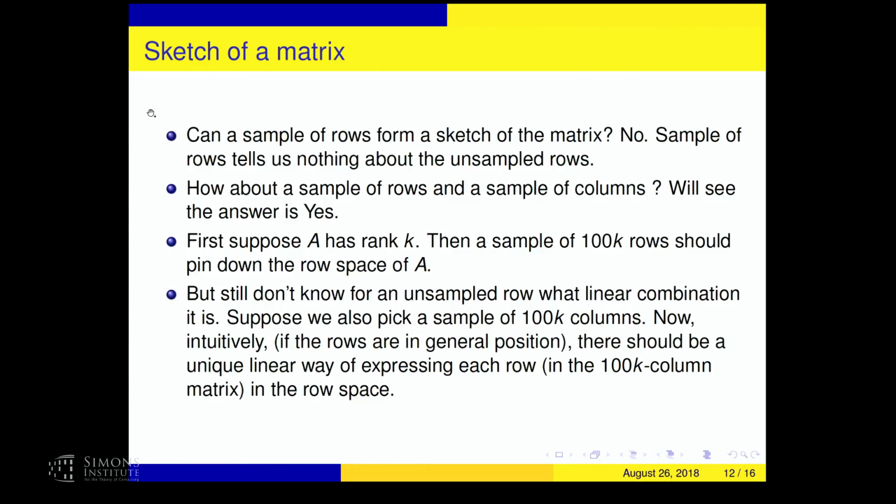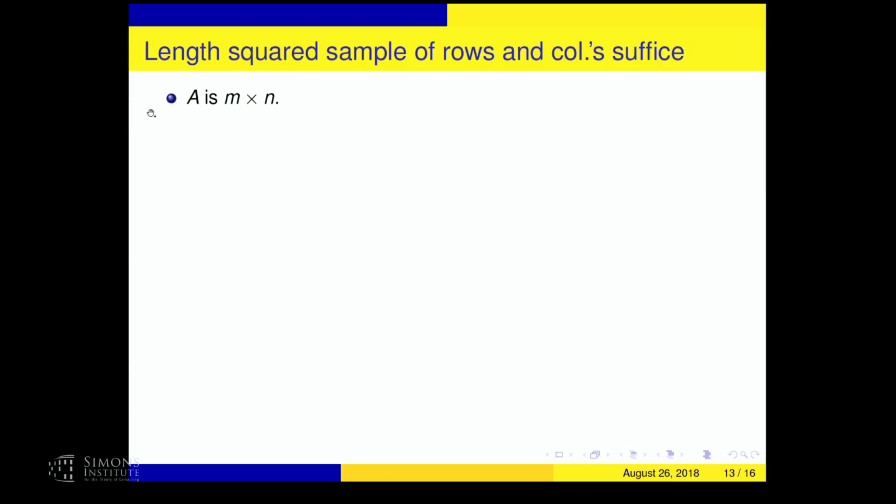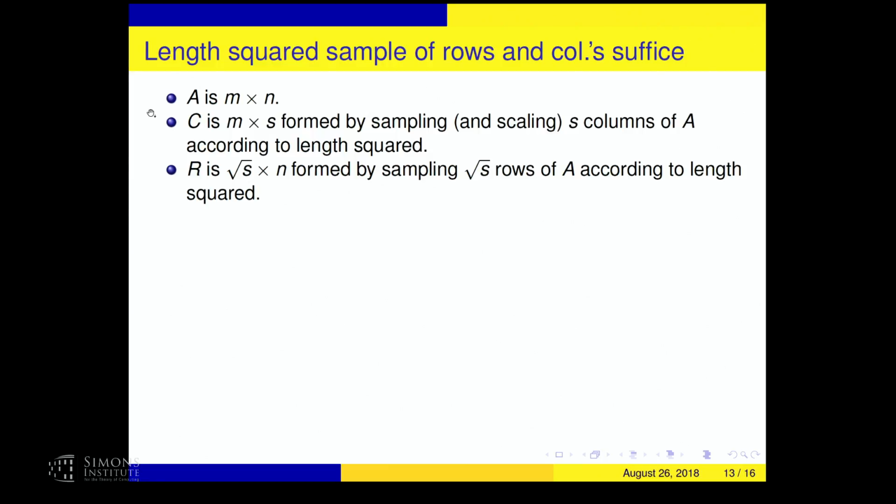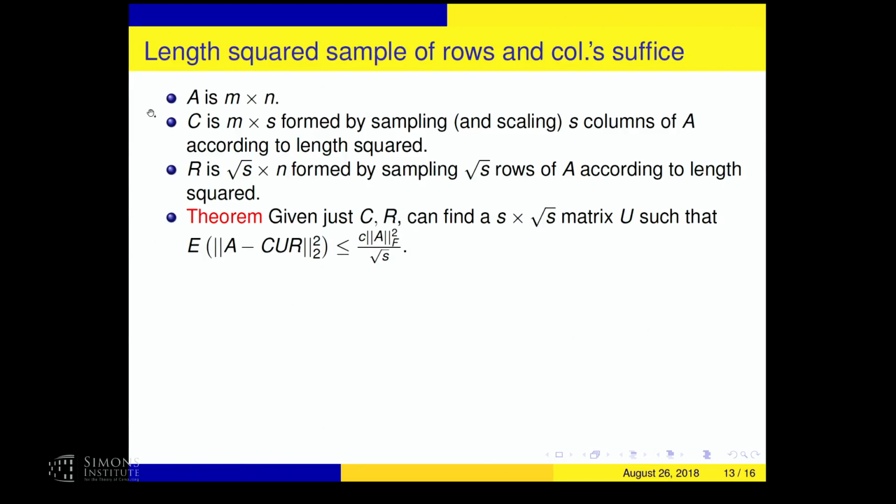I'll state the theorem properly on the next slide. Length squared sampling of rows and columns: we need to do sampling by length squared probabilities, otherwise we don't have the theorem here. C is a matrix formed by sampling and scaling S columns of A according to length squared. R is a sample of rows now, but a different number, root S. That's for a technical reason, but the sampling is also done according to length squared sampling. And now the theorem is this.